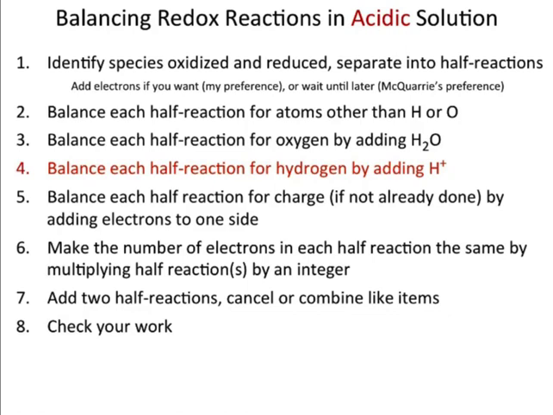So the first thing you do is you figure out what's oxidized and what's reduced, and you pull them into half reactions. We've done this before. And I typically add electrons at this step. That's what I like to do. Your textbook, Macquarie, adds the electrons later. It doesn't matter. Now you've got to go balancing things.